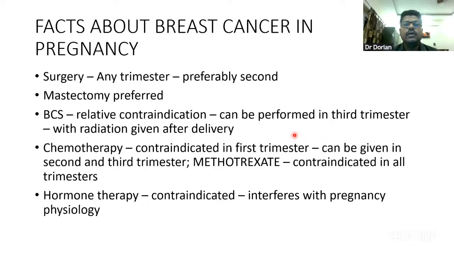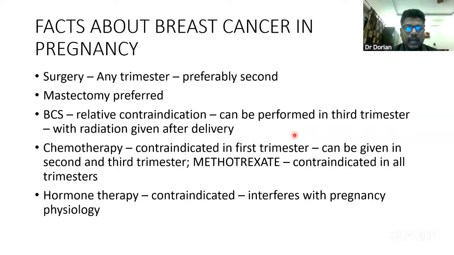The surgery for pregnant breast cancer can be done in any trimester, preferably the second trimester. Okay. Mastectomy is usually preferred. Breast conservation surgery is a relative contraindication, and it can be performed in the third trimester with radiation given immediately after delivery, because once the patient is pregnant, you cannot give the radiation. So if the patient is diagnosed only in the third trimester, you can offer her breast conservation and you can give her the radiation after her delivery. If she is diagnosed in the first trimester, there is no other go.